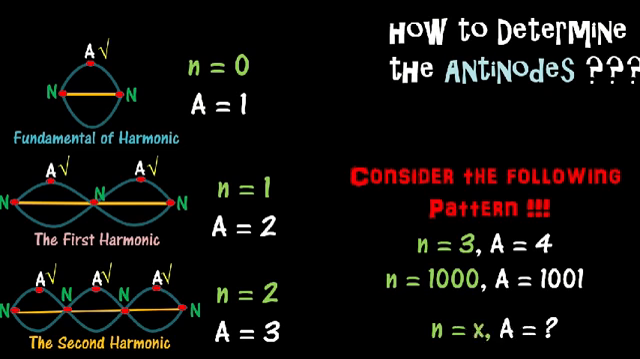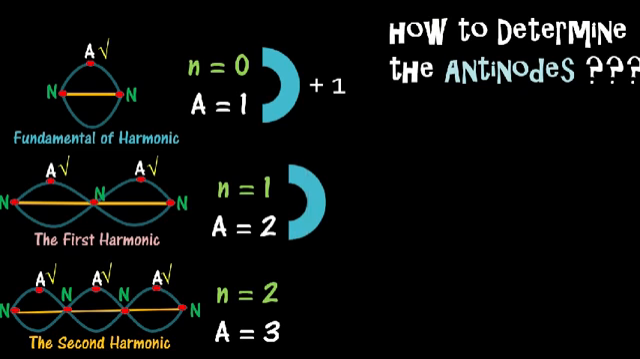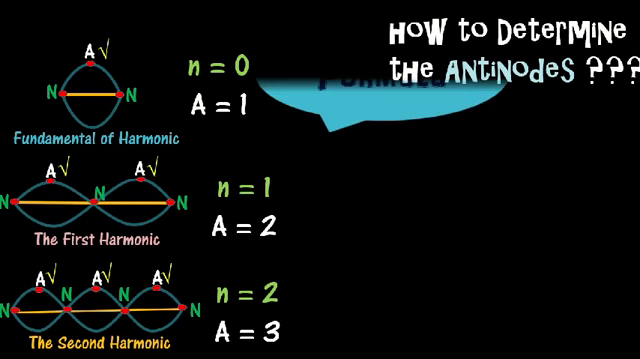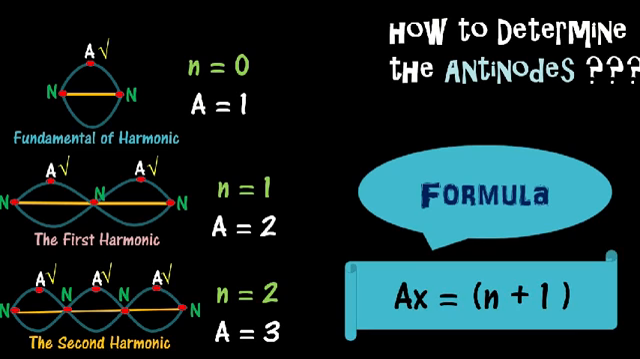So how about the number of antinodes at n? Pay attention. Every time one harmonic level rises, the number of antinodes always increases by 1. So, it can be concluded that the formula for the antinodes at n is n plus 1.